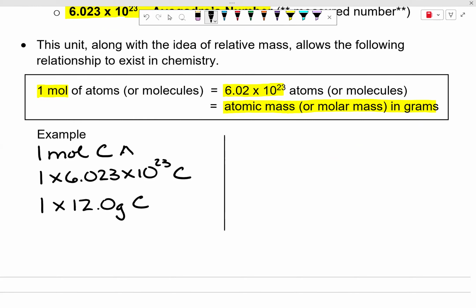So if I use the word carbon atoms, I have carbon atoms, and I have carbon atoms. So in this particular case, the mole represents 6.02 times 10 to the 23, which is equal to the atomic mass of carbon in grams. So how did I get that number 12?